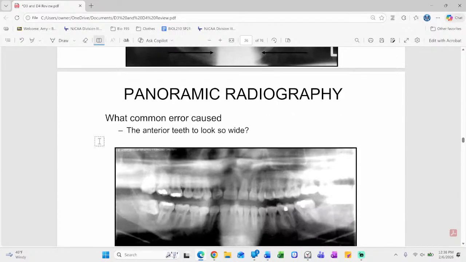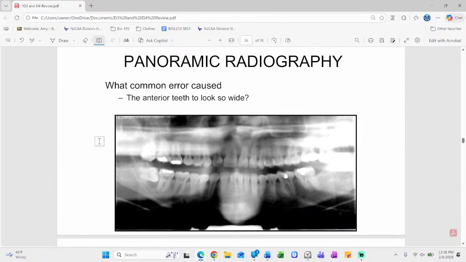What caused the anterior teeth to look so wide? Focal trough, right? Was the patient too far from the sensor or too close to the sensor? Too far away, right? So that was either that they came off the stick and they were behind it, or they were on the stick but the light was too far forward. And in essence, it placed them too far back from where you told the machine the focal trough was.